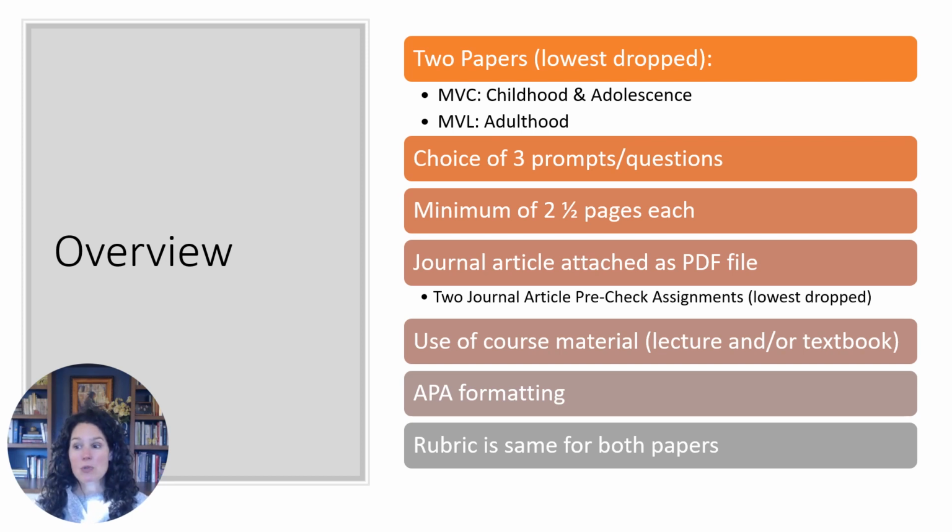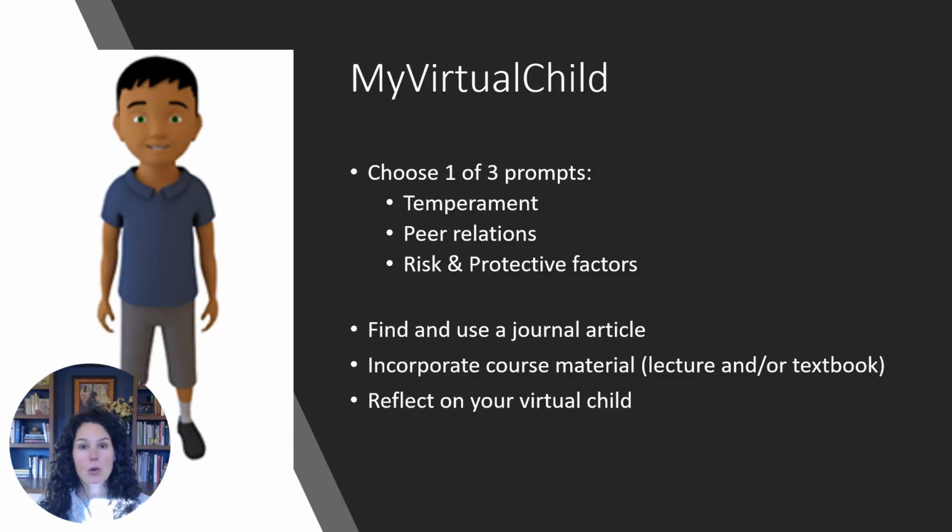You're also going to be using course material, the lecture or the textbook, in your paper. It'll be in APA format, and again, the rubric and the requirements are the same for both papers. All right, so for the My Virtual Child paper, you'll have a choice of one of 3 prompts on temperament, peer relations, or risk and protective factors. Again, you'll just pick one of those.